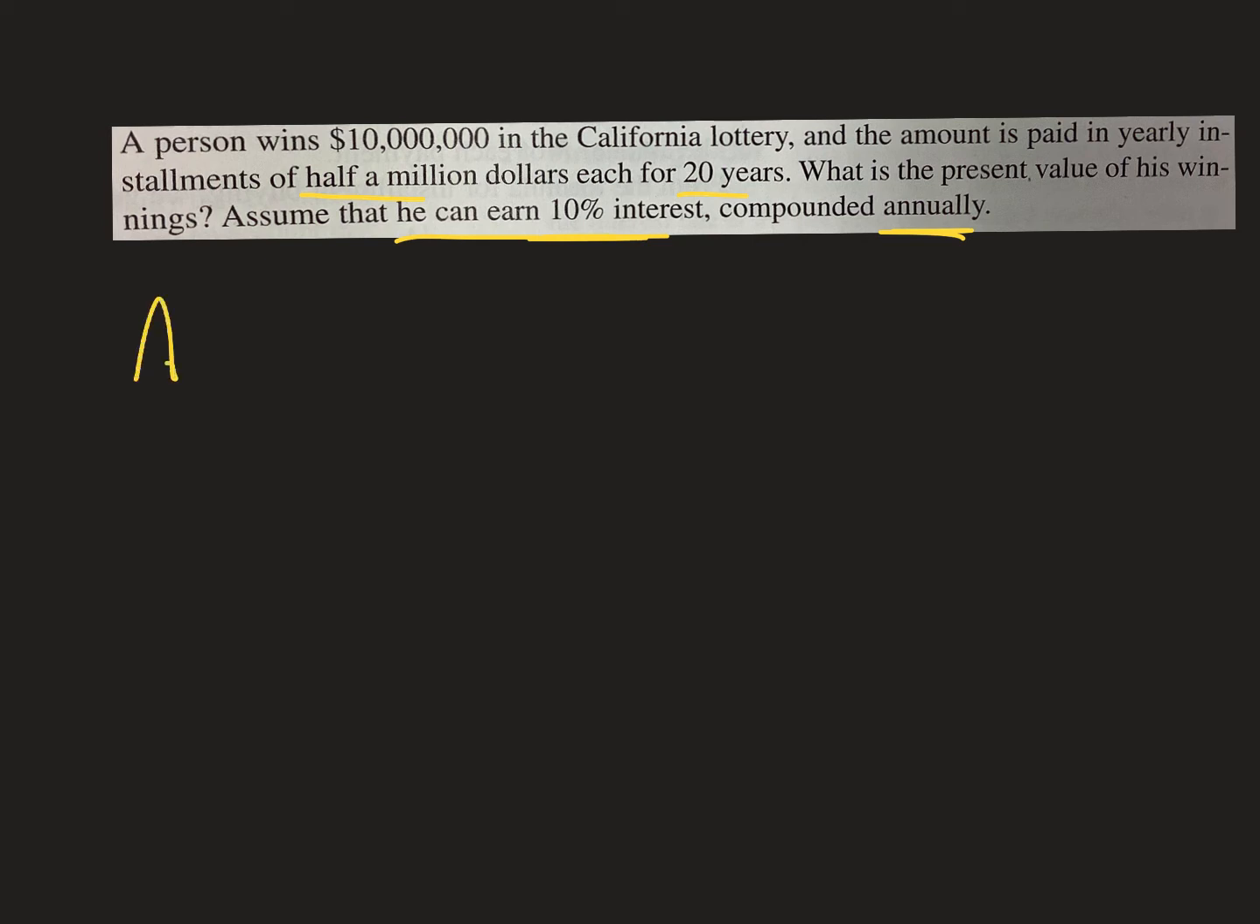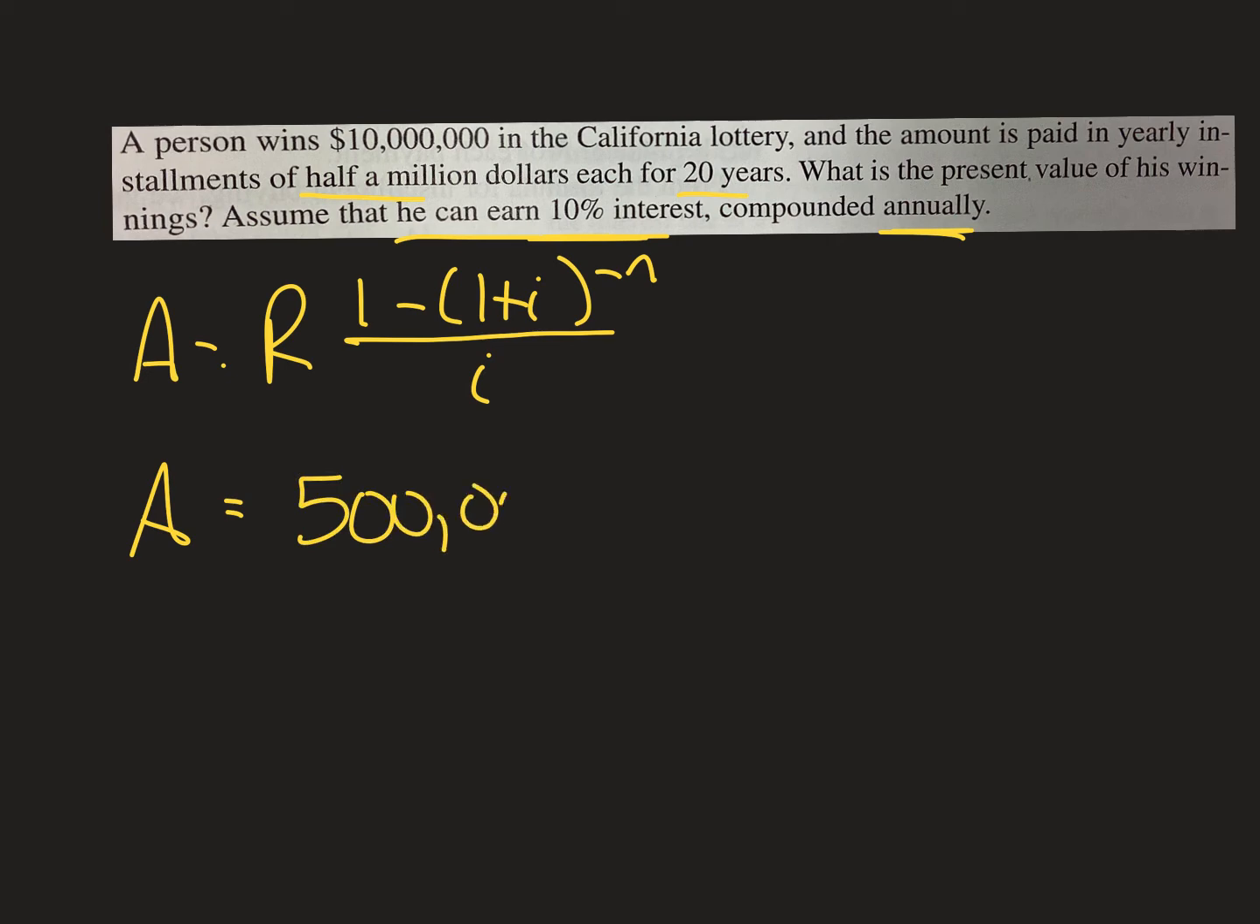All right, let's set this up again. The formula: R, big fraction bar, 1 minus (1 plus I) to the negative n power, over I. Okay, so that's the formula for present value. Okay, so here's what we know. We know R is 500,000. That's what he's getting, each payment is half a million dollars.